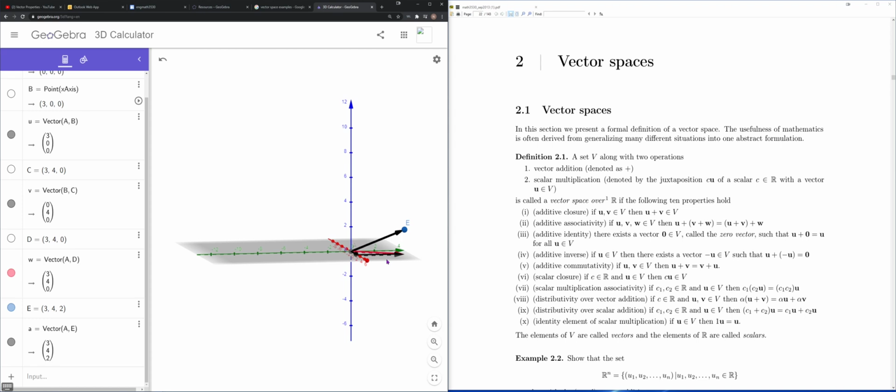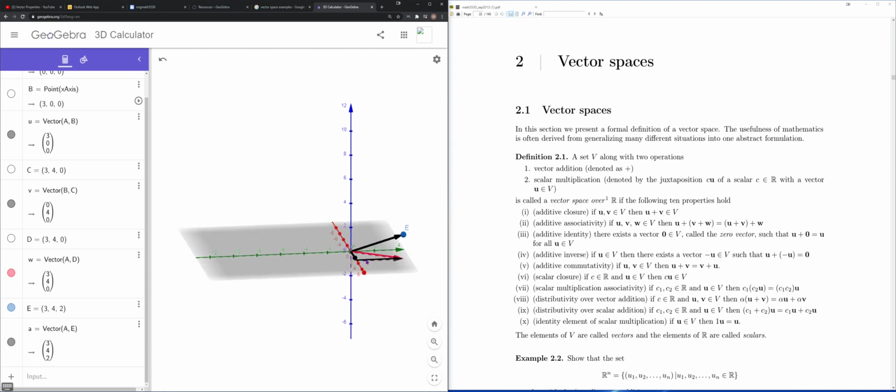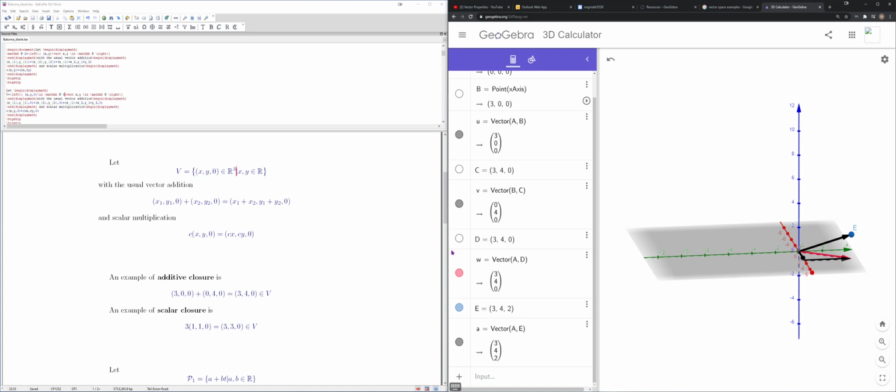So the idea of the closure is that if you add two vectors in the xy plane, you're going to get something that remains in the xy plane, because your set of vectors is the xy plane. If you add two vectors from your xy plane, the result will remain in the vector space. So that is what the closure is.